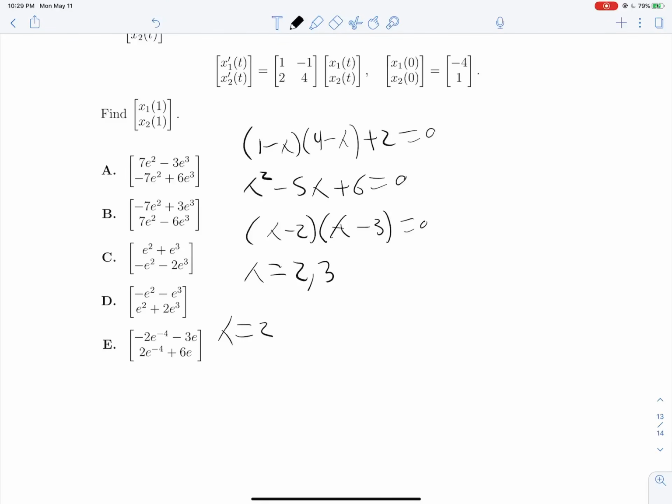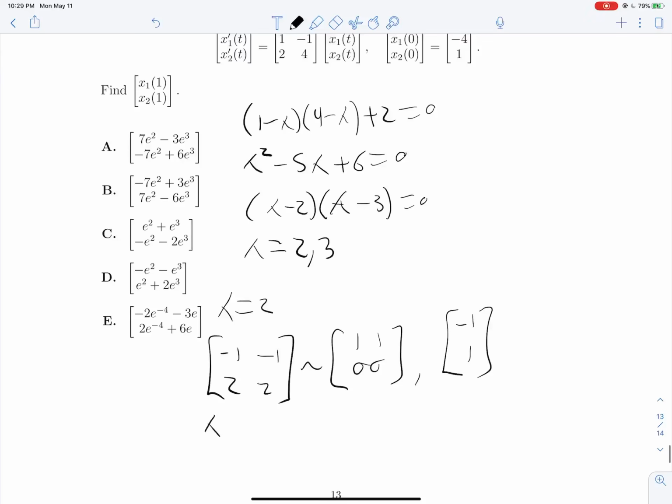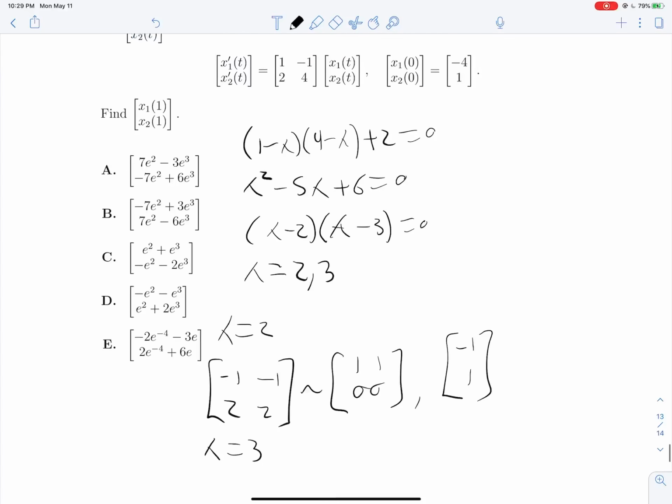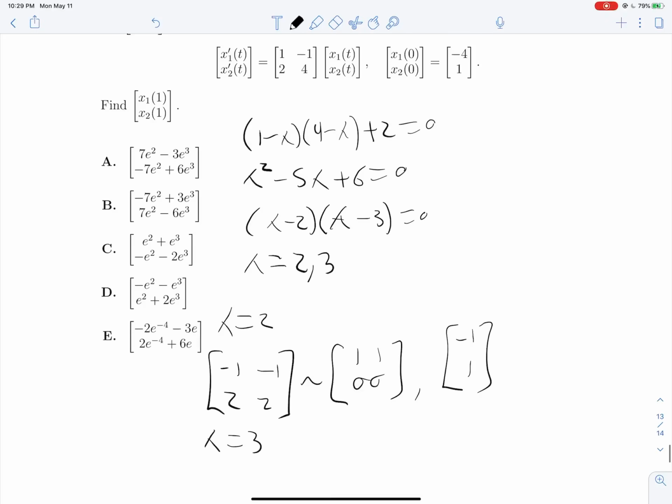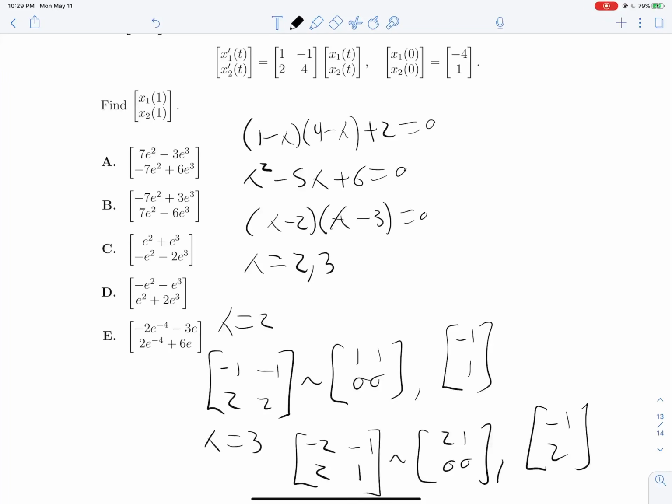For lambda is equal to 2, A minus lambda I will give us negative 1, 2, and 2, which simplifies down to 1, 1, 0, 0, giving us an eigenvector of negative 1, 1. For lambda is equal to 3, we will plug that into A minus lambda I and get negative 2, negative 1, 2, 1, which simplifies down to 2, 1, 0, 0, and we will get an eigenvector of negative 1, 2 out of that. Okay, great. We have our eigenvectors and eigenvalues.